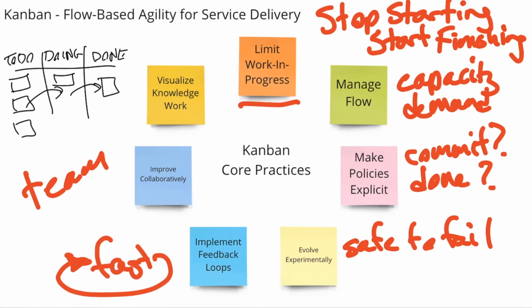And that brings us back to knowledge work. We can't do that unless we visualize our knowledge work. There are many other practices, techniques, and principles that are part of Kanban. The practices of Kanban of visualizing knowledge work, limiting work in progress, managing flow, making policies explicit, evolving experimentally, implementing feedback loops, and improving collaboratively all help organizations improve productivity and agility.